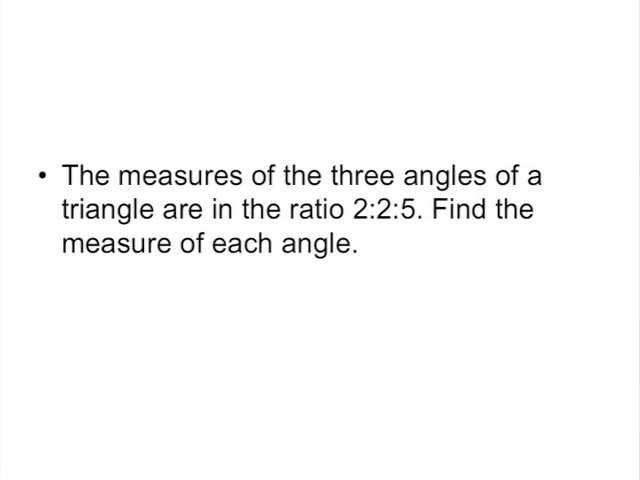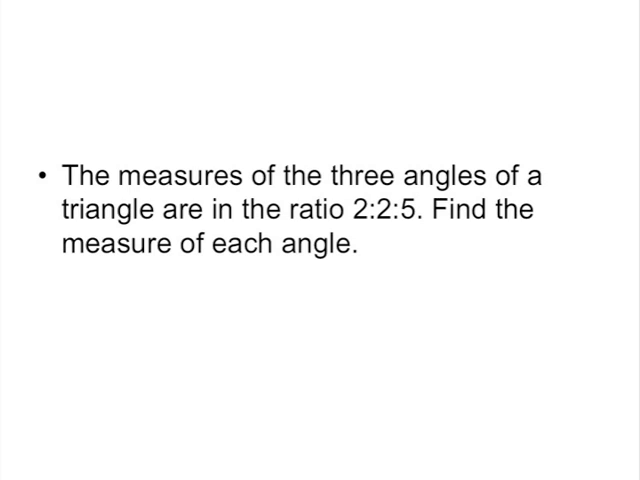The measures of three angles in a triangle are in the ratio of 2 to 2 to 5. Find the measure of each angle. Okay, so we know the ratio of these, but we don't know what they actually are. That's what we're looking for. What do we know about the three angles of a triangle? They should add up to 180. But 2, 2, and 5, that doesn't work because that only adds up to 9. So those can't actually be the measurements. So they must have been reduced down by some factor, but we don't know what that factor is.